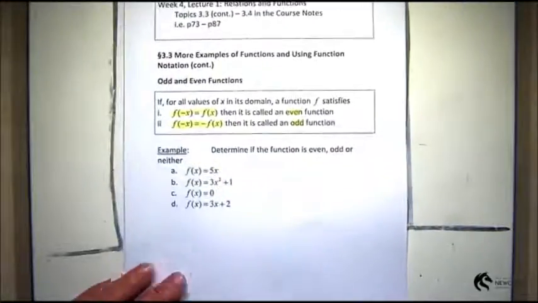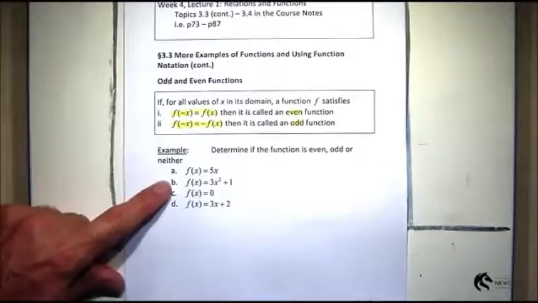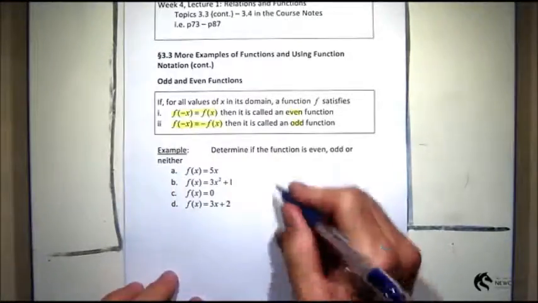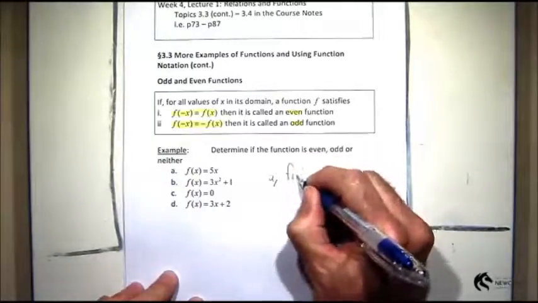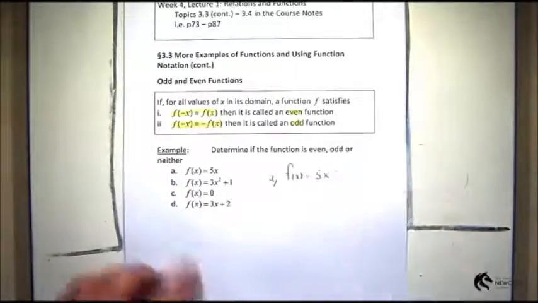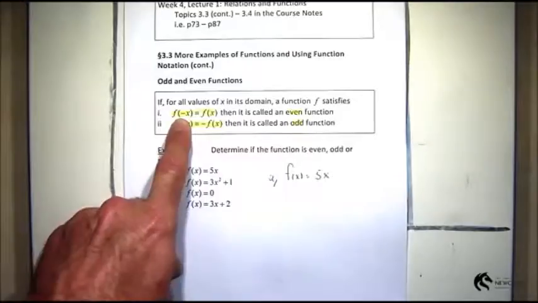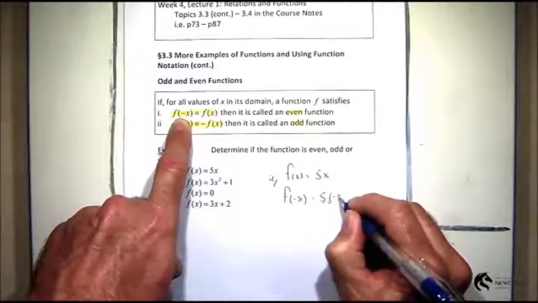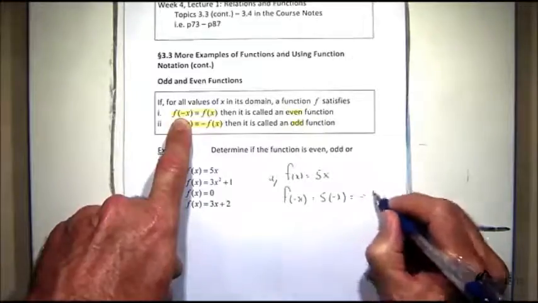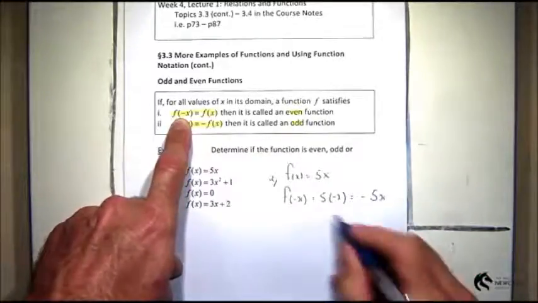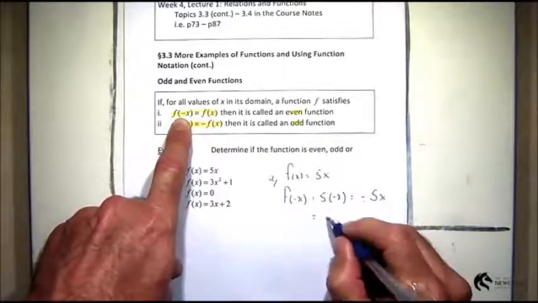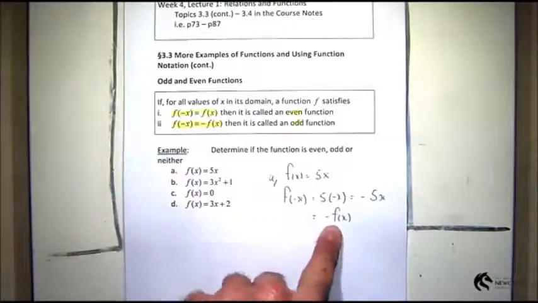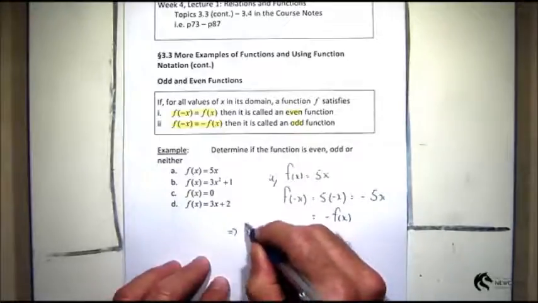So for example, here it says, which of these functions is even or odd, or neither. If I start off here with f of x equal to 5x, what I want to do is check what f of minus x is. Everywhere I see x in here I have to put minus x. And 5 times minus x is the same as minus 5 times x. And so that is indeed minus f of x. So f of minus x is equal to minus f of x. That tells me this function is odd.